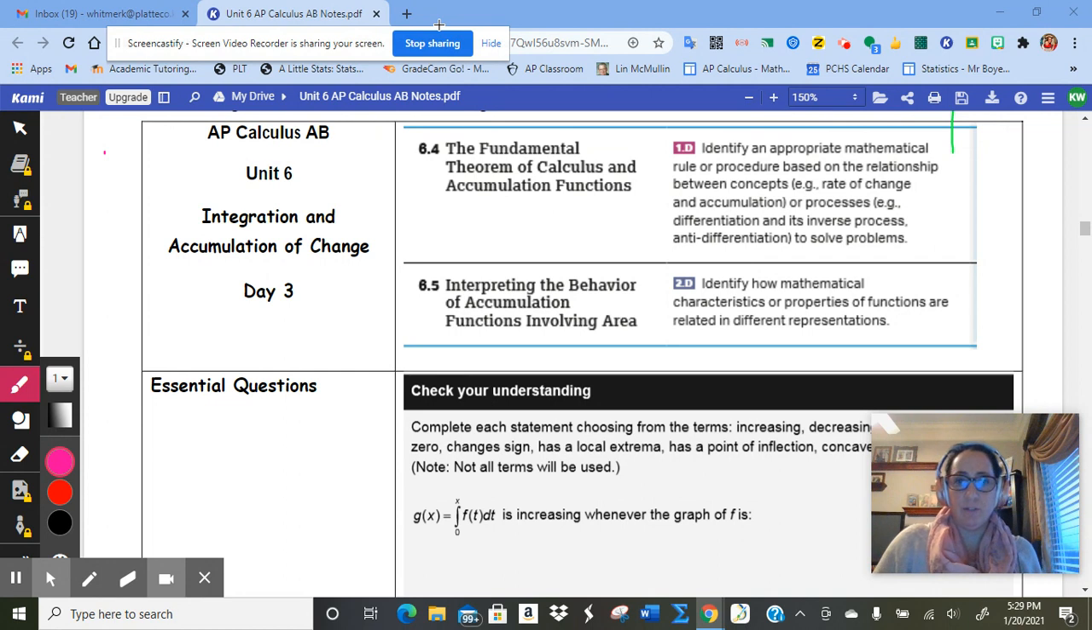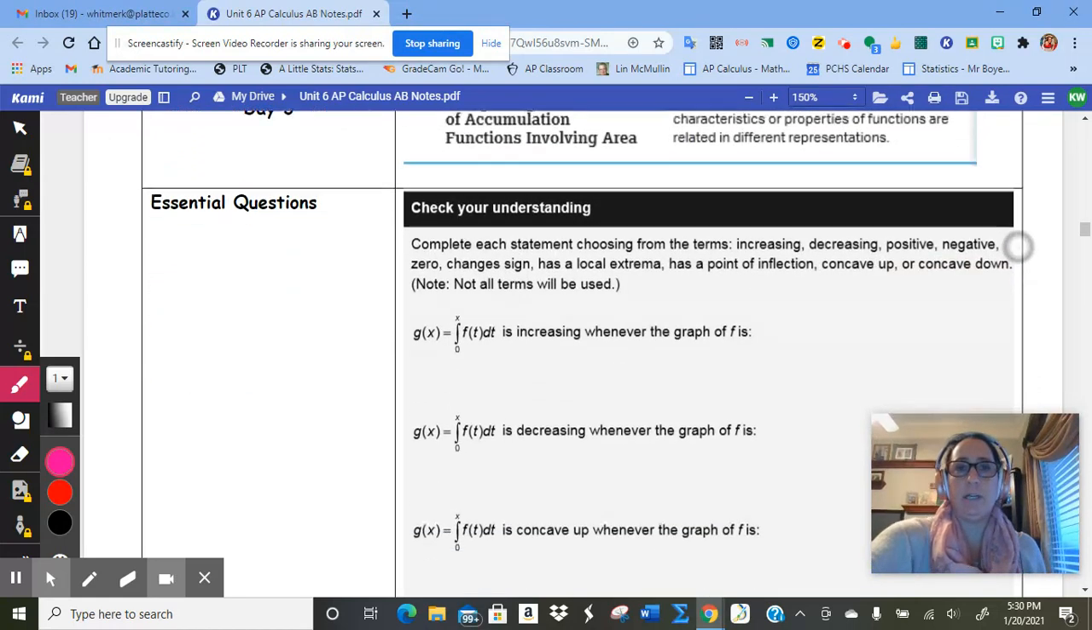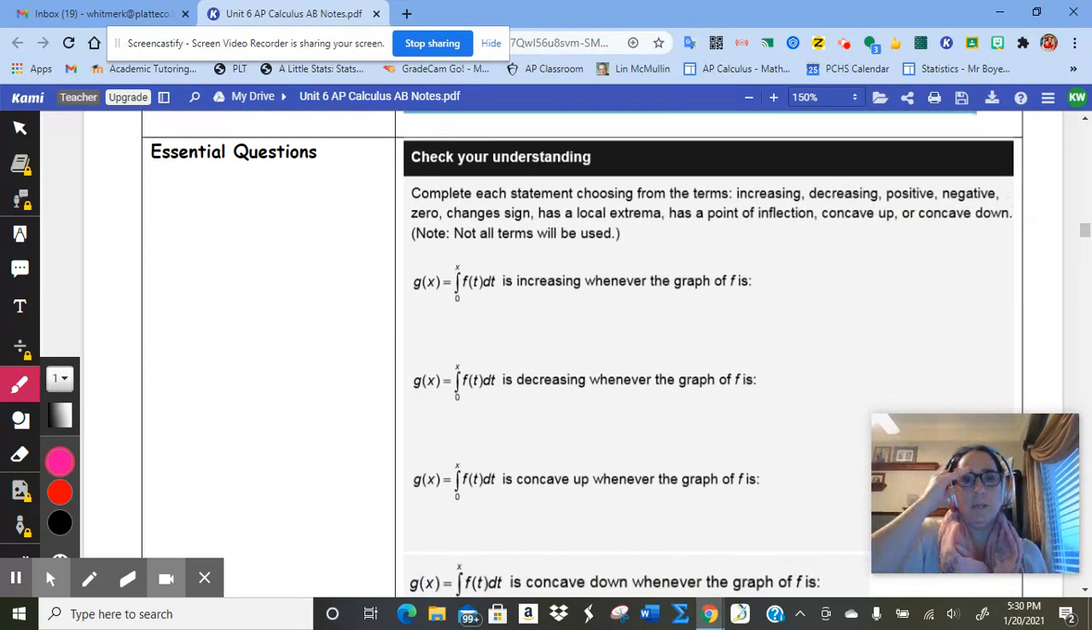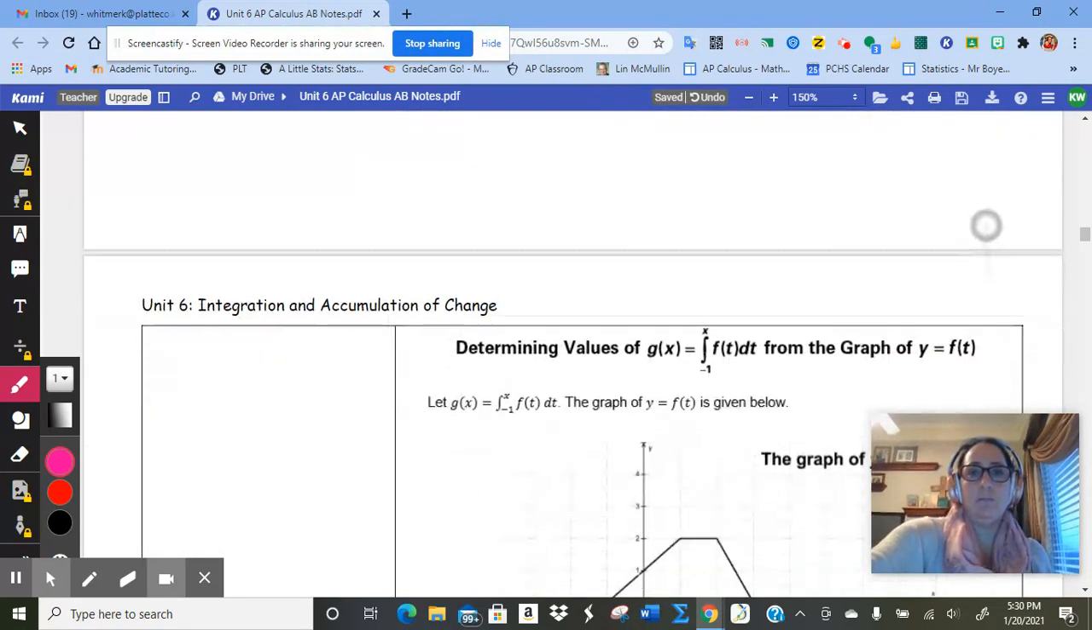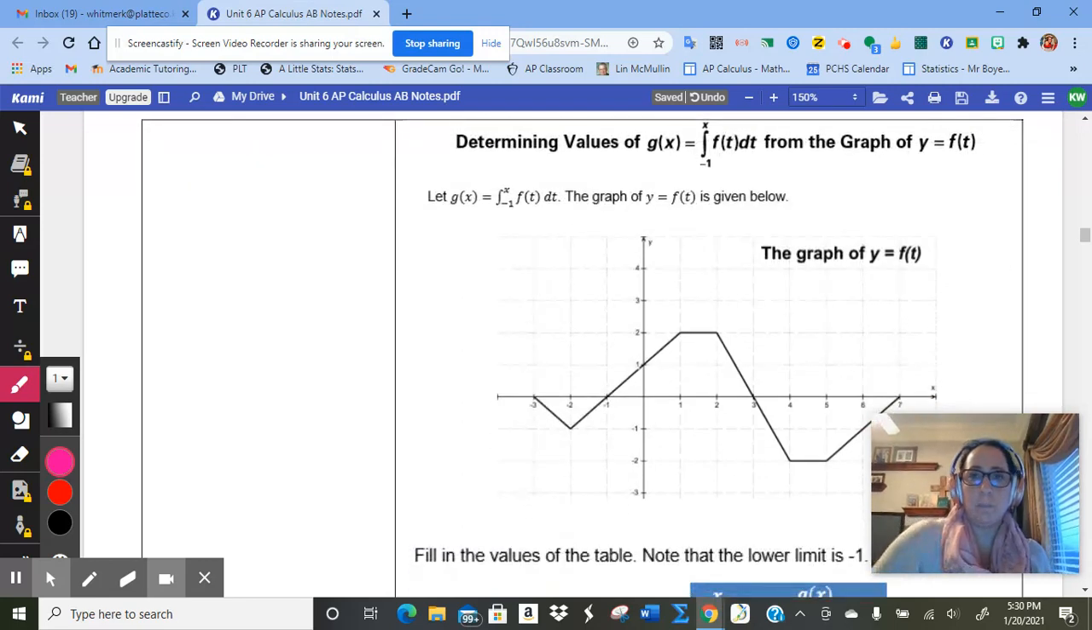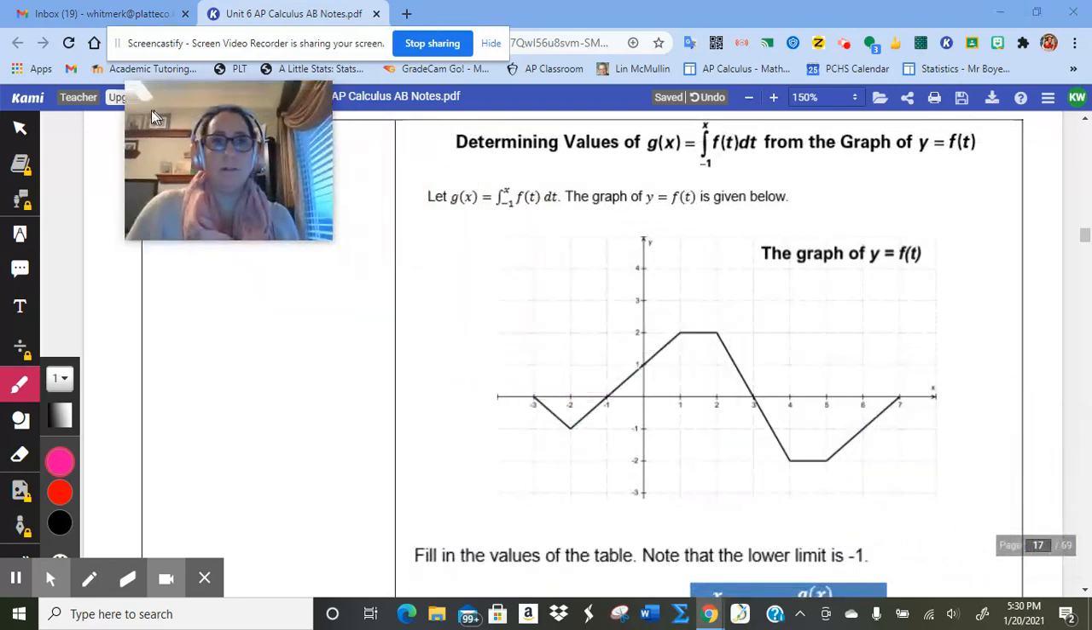We are in day 3 of Unit 6, and our essential questions, we're going to be talking about the fundamental theorem of calculus with accumulation functions, and we are going to interpret the behavior of these functions involving some area. So this is our essential questions, so we will go back over this, make sure we've got that down in class.